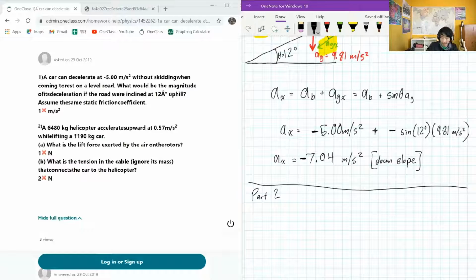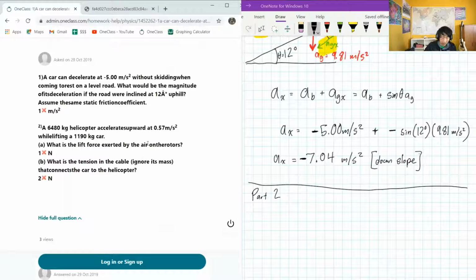Part 2 is asking us, a 6,480 kilogram helicopter accelerates upwards at 0.57 meters per second squared while lifting a very heavy 1,190 kilogram car. What is the lift force exerted by the air on the rotors, and what is the tension in the cable?